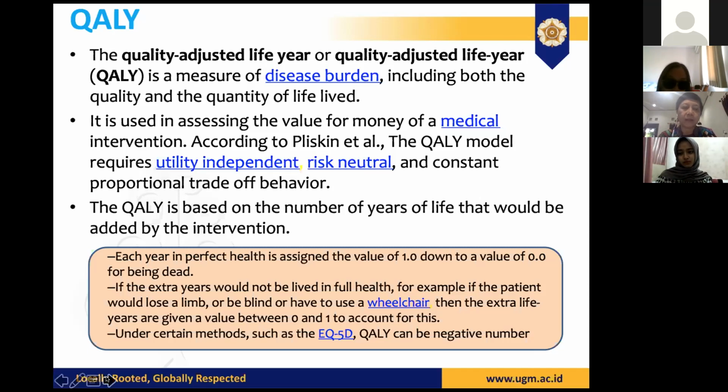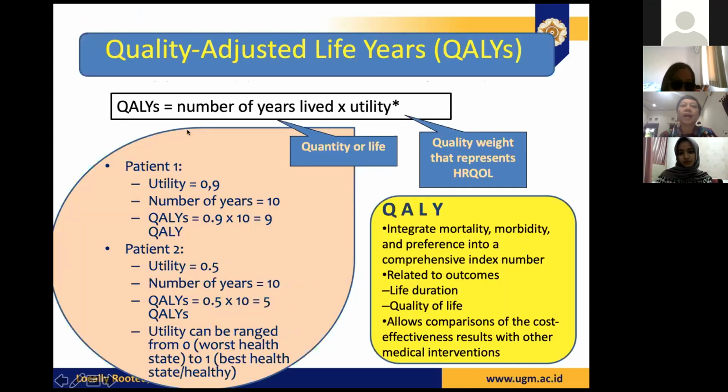Jadi ini perhitungannya seperti ini. QALY is number of years, quantity of life, and utility is quality of life, that represents the human quality of life. Jadi misalnya pasien 1 utility-nya, kalau dalam setahun itu bisa bekerja, mungkin absennya sedikit, 0,9, number of years-nya adalah 10, maka QALY-nya adalah 9. Pasien 2 utility-nya karena dia harus di wheelchair, pernah juga rawat inap, dia jadi setengah, number of years-nya 10, QALY-nya jadi 5.